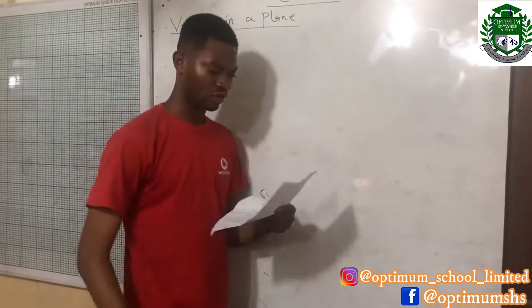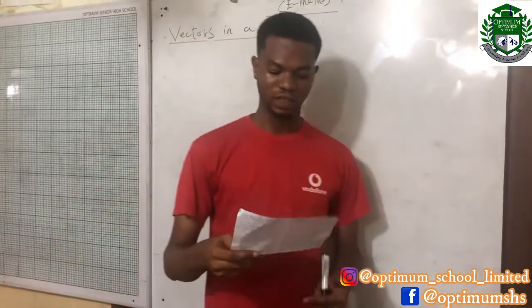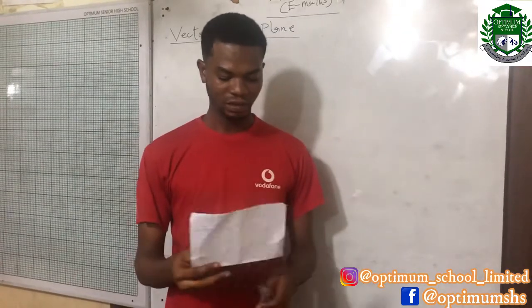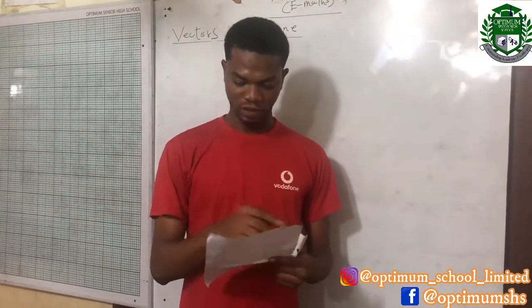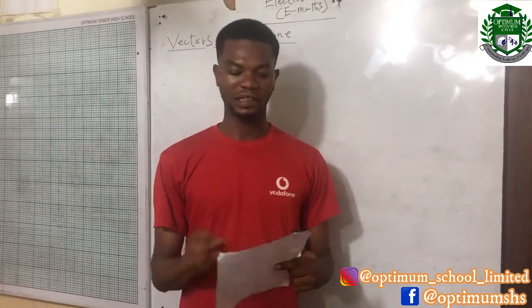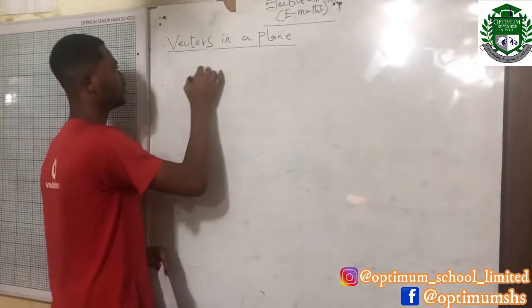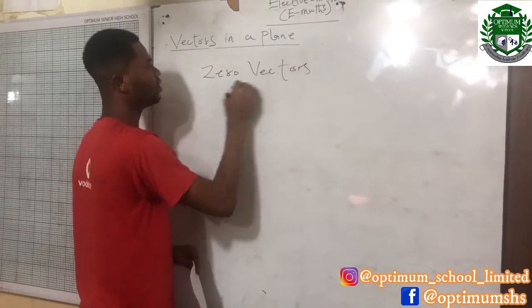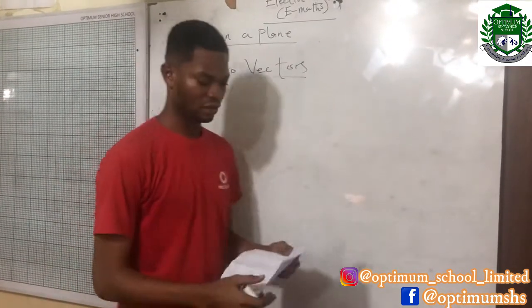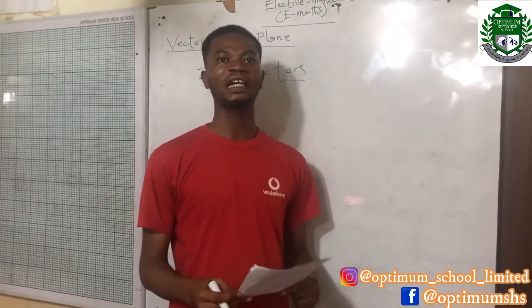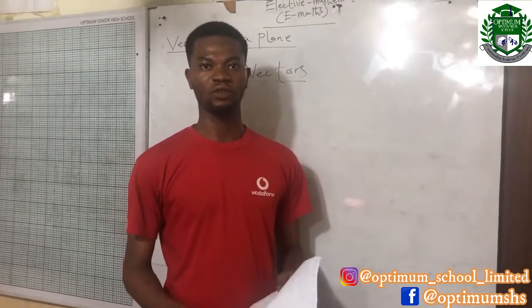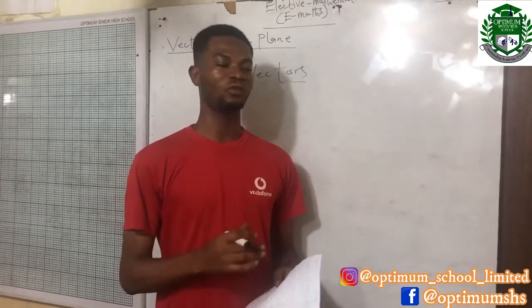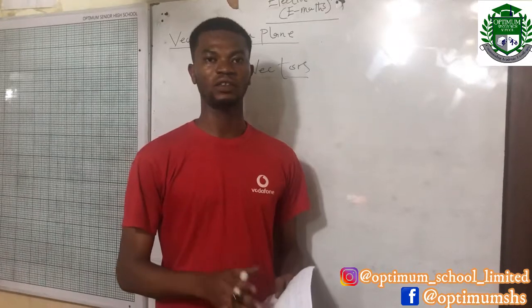Now that we are through with the introduction, I believe we can start some of the work on vectors. Let's look at zero vectors. What are zero vectors? Zero vectors are vectors that have all their components equal to 0. So all the components, the x, y, and then the z components, all of them are what?